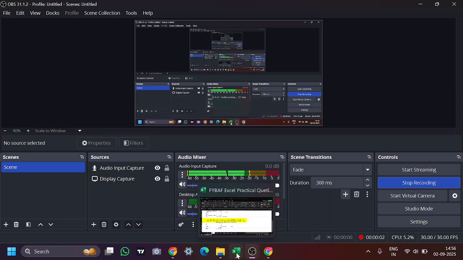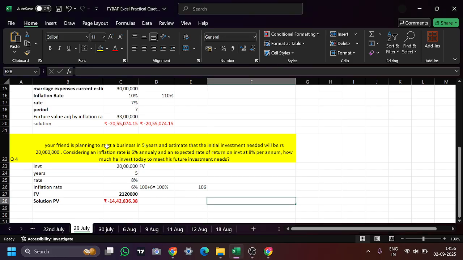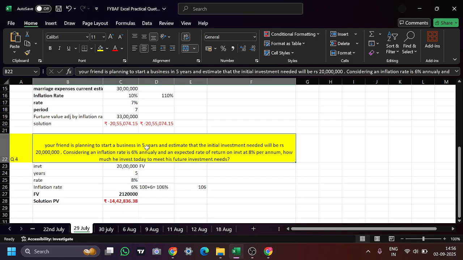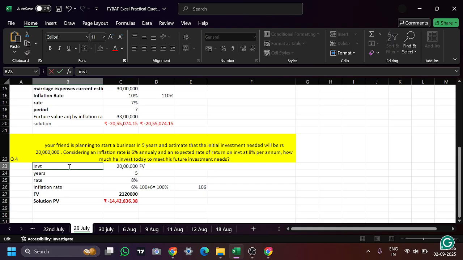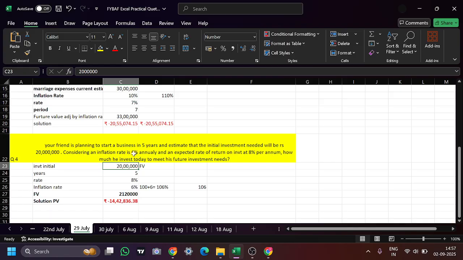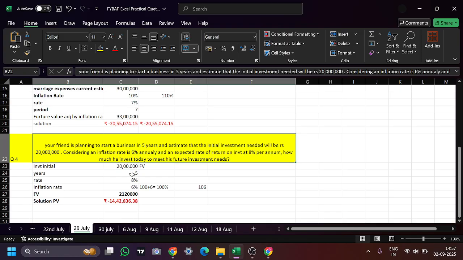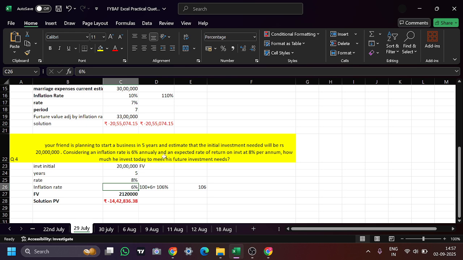So now we have the fourth question, which says that your friend is planning to start a business in 5 years, and estimates that the initial investment needed will be rupees 20 lakhs. So initial investments are given for this particular question, and those are rupees 20 lakhs. Considering the inflation rate, what is the inflation rate given as? 6% annually, and the expected rate of return, the interest rate, is given as how much?